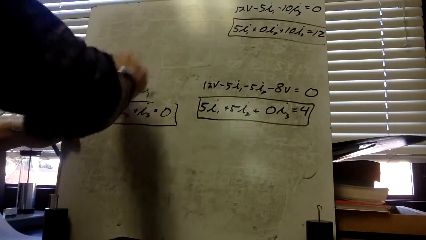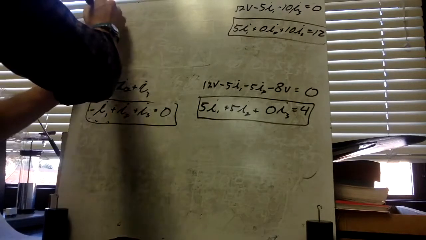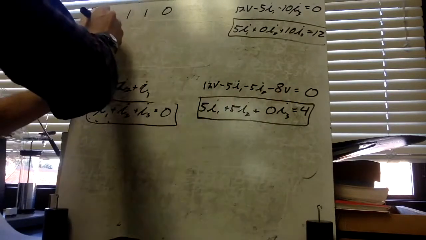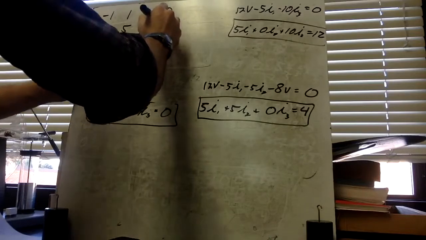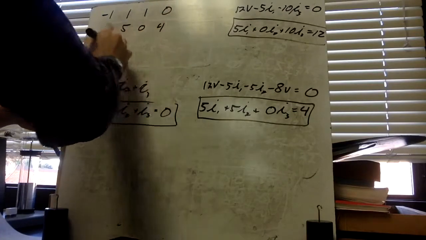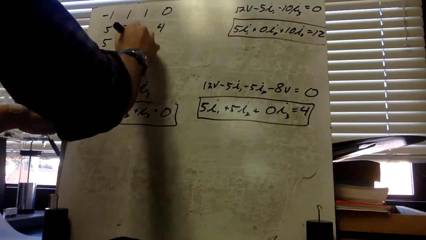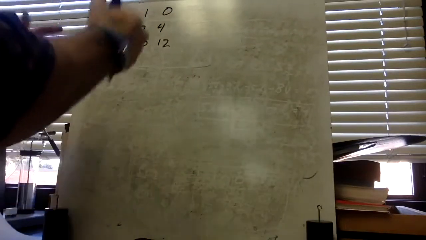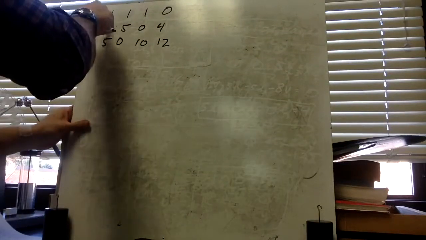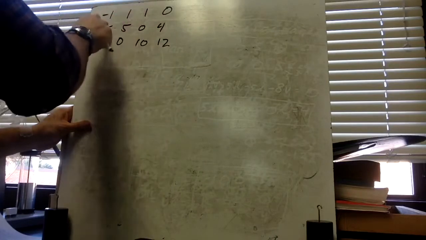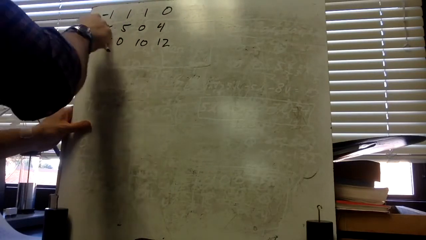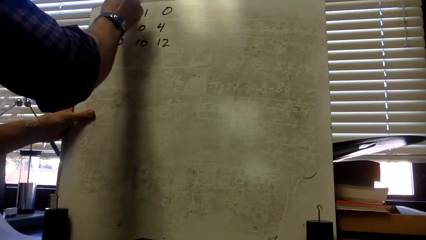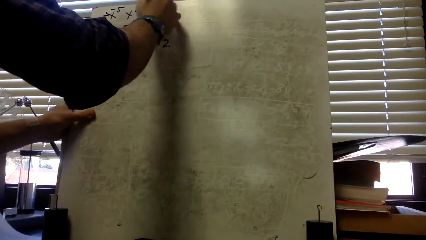But let me write it out this way. What I'm doing is just writing these coefficients. So this is -1, 1, 1, 0. Let me put this one here. So this is 5, 5, 0, 4. And this one is 5, 0, 10, 12. And in case you forgot how this works, the idea is I am multiplying this by something so that when I add it here, I can eliminate. And so I just want to end up with a diagonal here, right? So I want to eliminate this 5. And these two are the same, so I could do this in one fell swoop. So I'll make this -5, 5, 5, and then 5 times 0 is just 0.